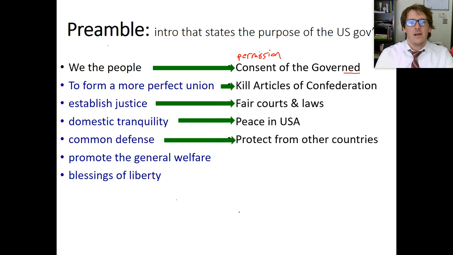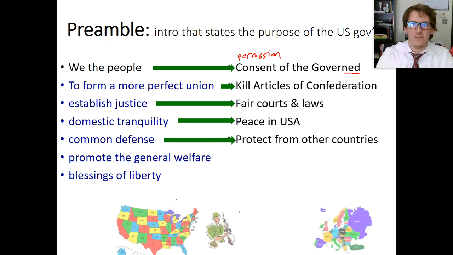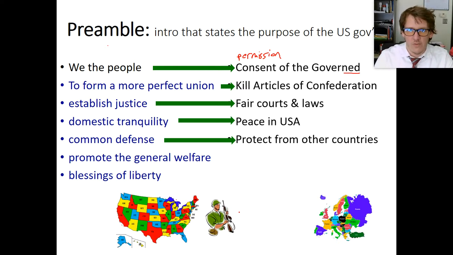Common defense. Defense, you know what that is, and common means all of ours. And so we create a government to protect us from outside enemies. If another country tries to invade or attack us, we give the government the power. We want you to create an army. We want you to be able to defend us every single day. They wanted that in 1787. We want that in 2019. And we have a military that is protecting us every day.